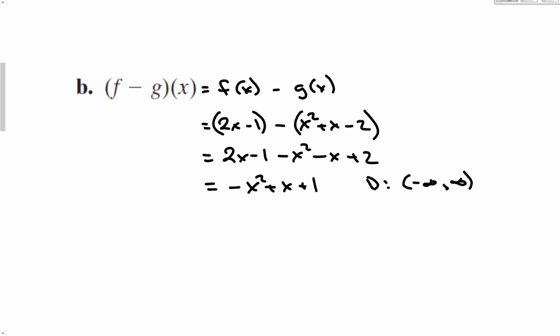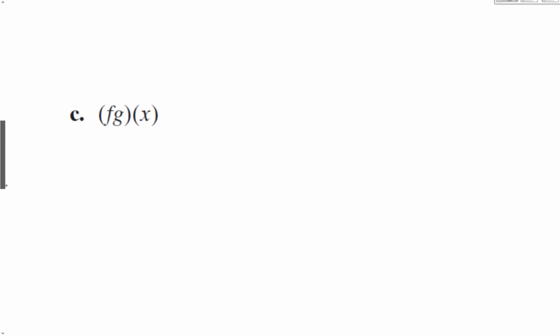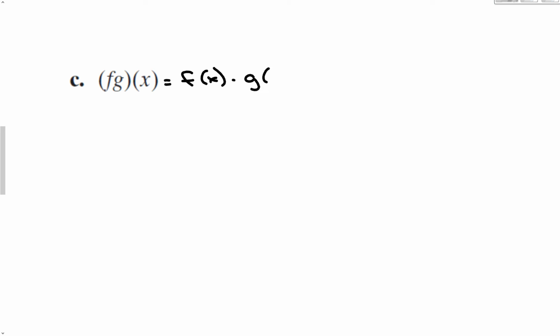There's no division and there's no radicals. Let's try multiplication. f times g of x. So this is going to be f of x times g of x. f of x times g of x is going to be, and now I definitely need parentheses here, (2x minus 1) times (x squared plus x minus 2).